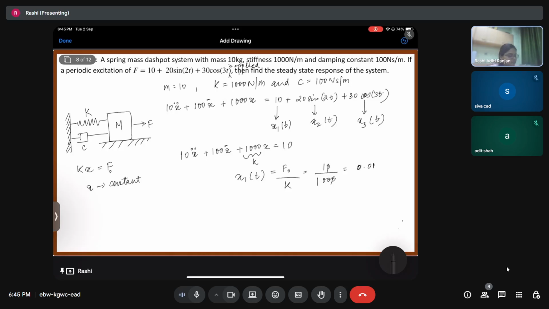0.01. Definitely F is in Newton. Okay. So x1 of t is going to be 0.01 and it will be constant over time.